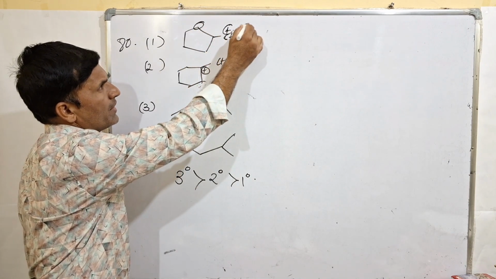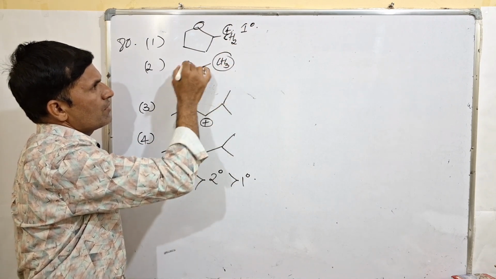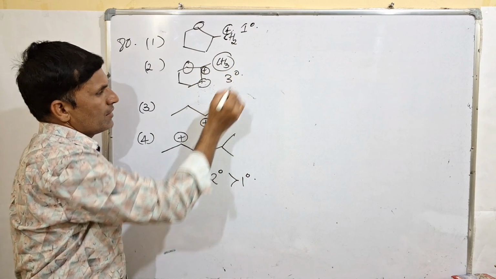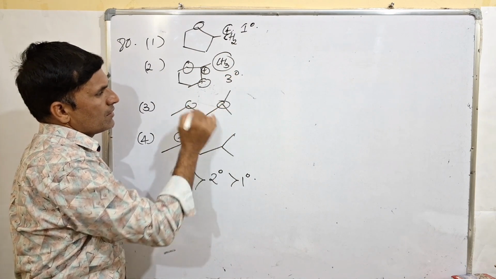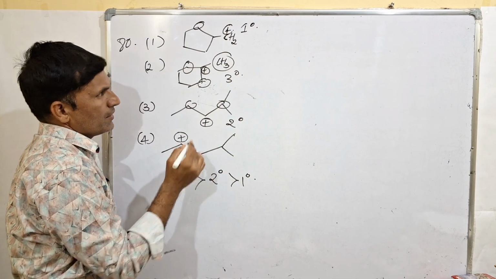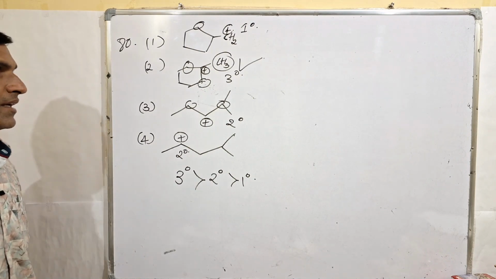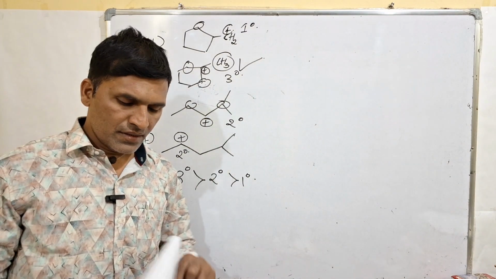So therefore, the first one is what you will be finding. It is primary. The second one you see here, 1, 2, 3, so therefore it is tertiary. Here it is secondary. Here once again it is also secondary. So therefore your right option will be what? The tertiary carbocation. That is, the second option is the right option.